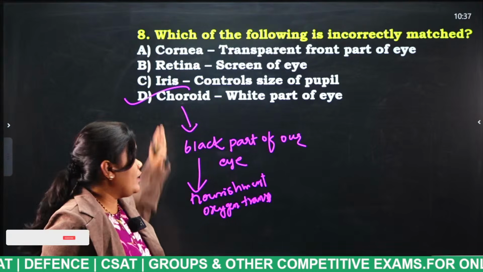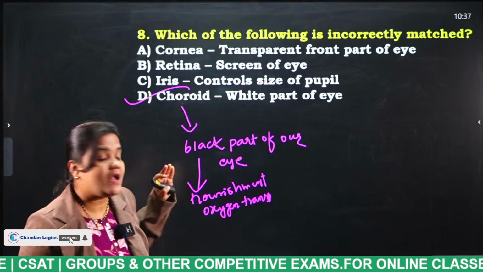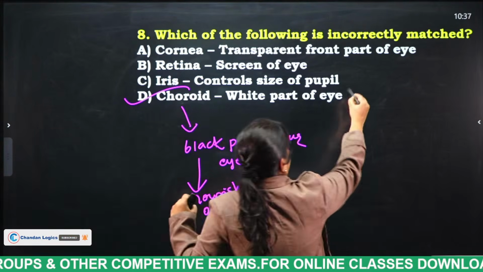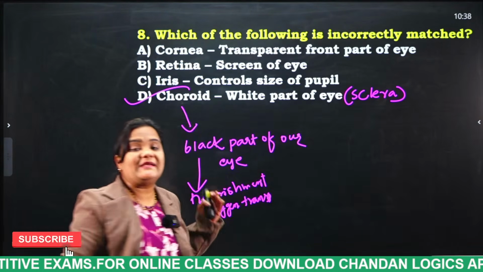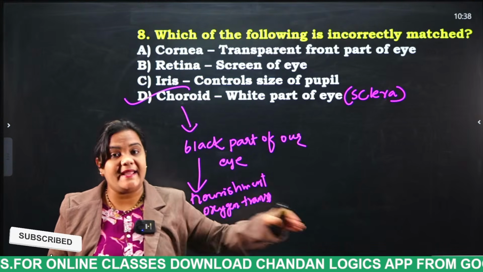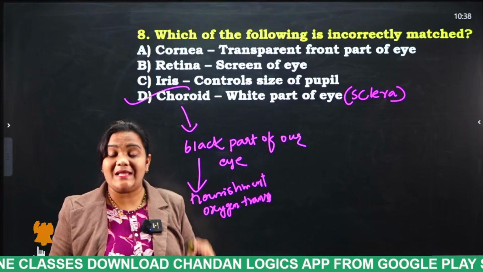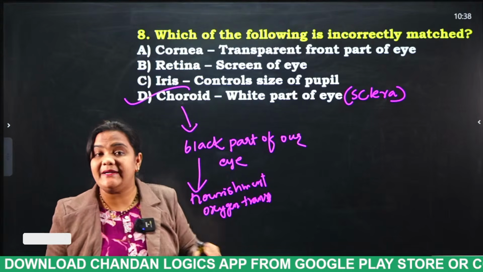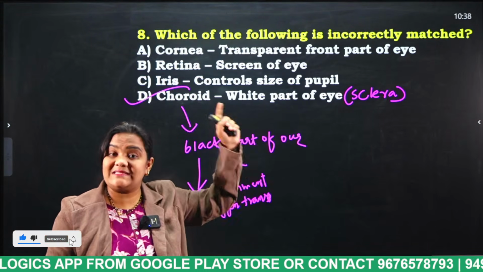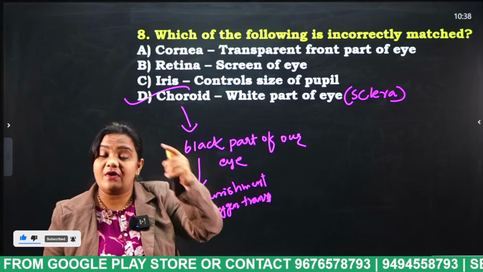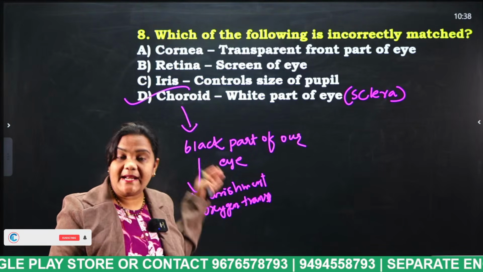What is that? Choroid. And what do you mean by the white part of our eye? We call it sclera. And this choroid is present between the retina and the sclera. Very, very important. The black part of our eye we call choroid, and the white part we call sclera. The black part is present between the retina and sclera.